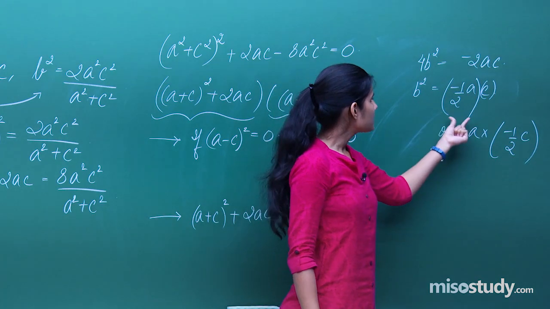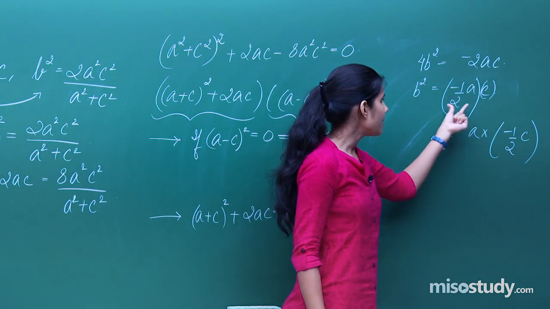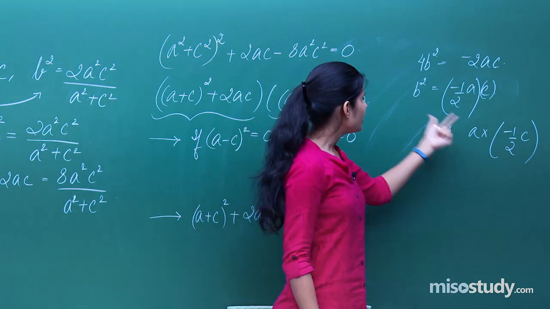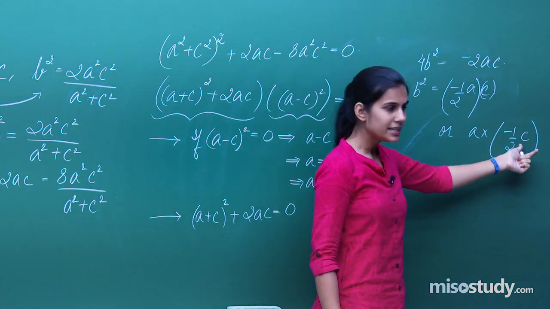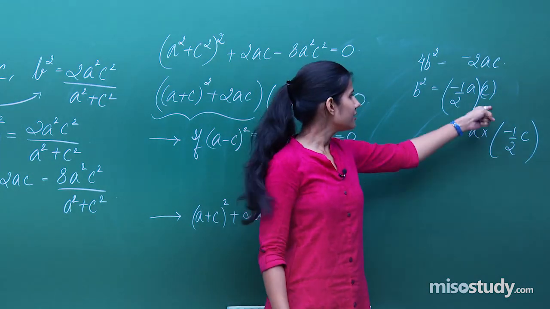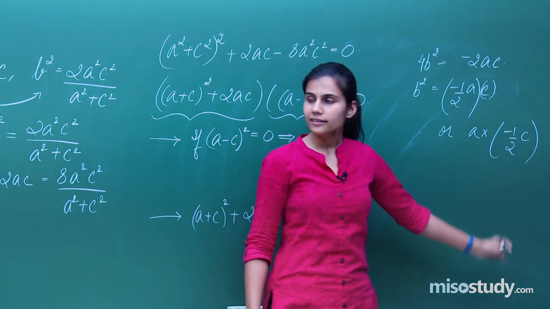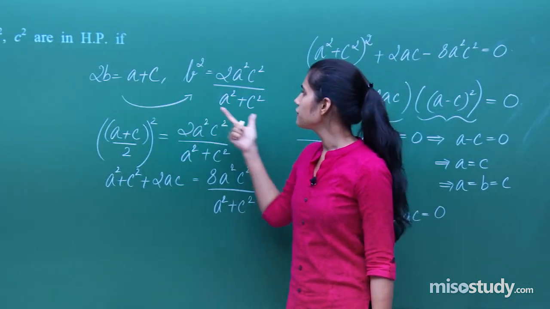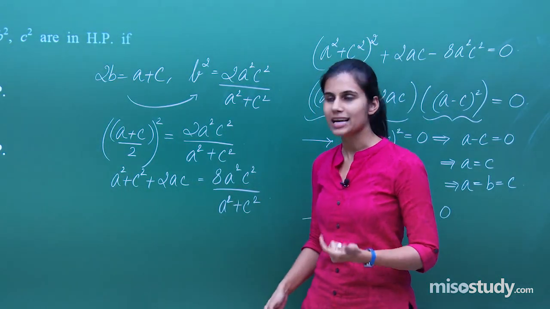B square equals minus 1 by 2 A into C means minus 1 by 2 A, B and C are in GP. And B square equals A into minus 1 by 2 C means A, B and minus 1 by 2 C are in GP. So either this holds or this holds, even then in that situation this particular product will be 0, and hence both these facts of AP and HP are going to hold simultaneously.